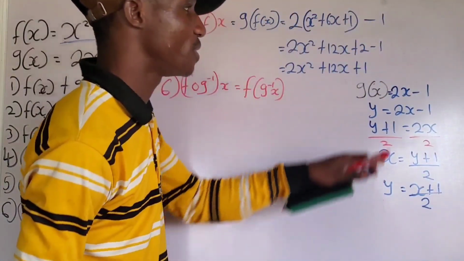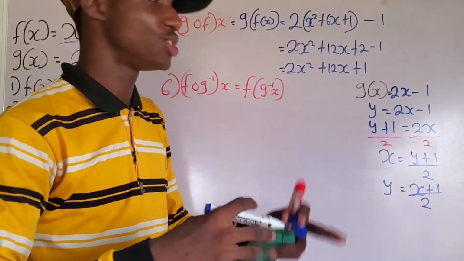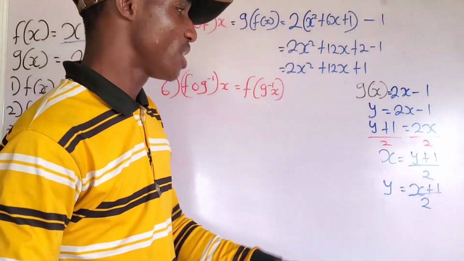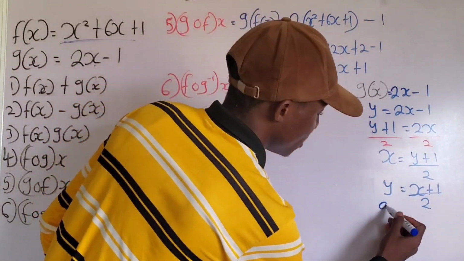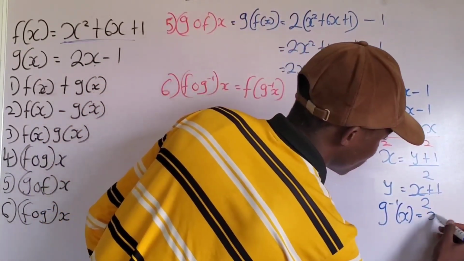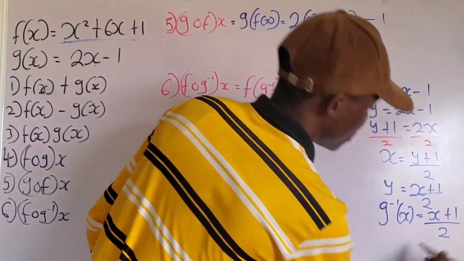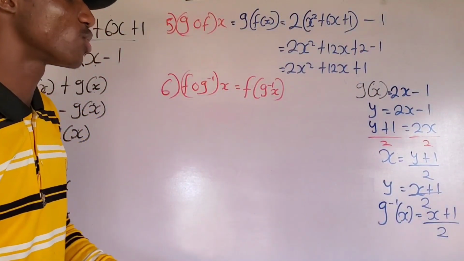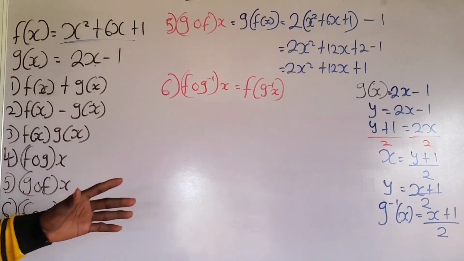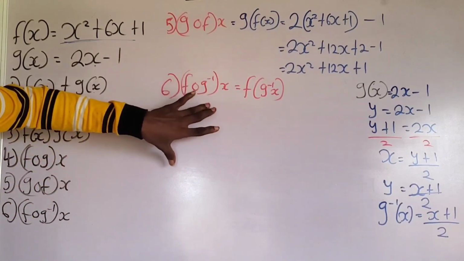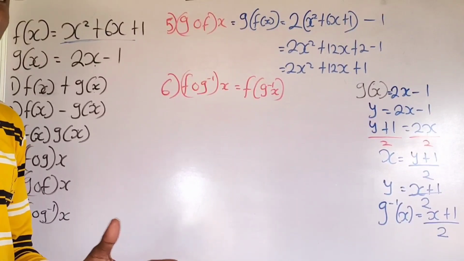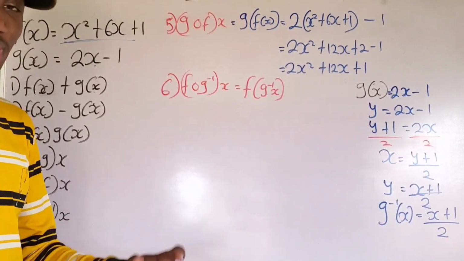So the inverse of the function g of x equals 2x minus 1 is x plus 1 all over 2. Now, this is what I'm going to substitute into the function f of x. You understand? Ordinarily, if you substitute the value of g(x) directly, you're not going to get the answer correctly.